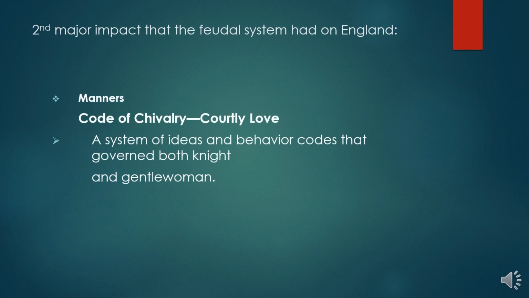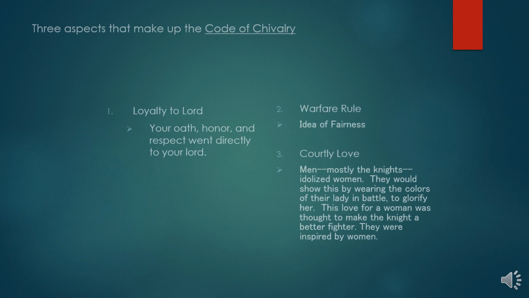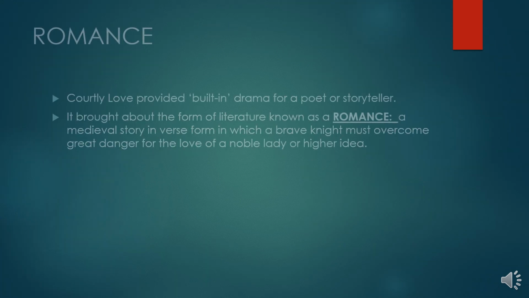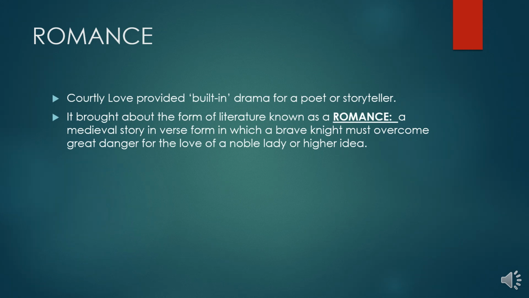The code of chivalry, the code of love, is a system of ideas and behaviors governed by both knights and gentlewomen. Three aspects make up the code of chivalry: loyalty to the lord, welfare rule, and court love. Court love provided built-in drama for poets and storytellers, and it brought about the form of literature known as romance.